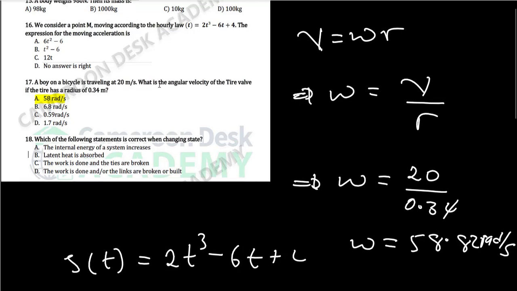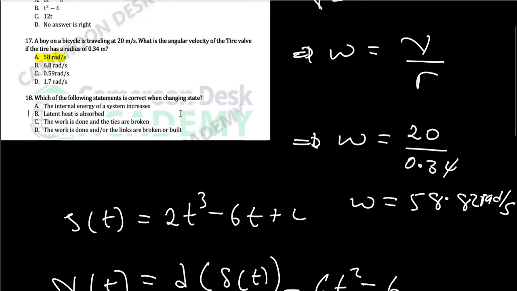Next, which of the following statements is correct when changing state? A, the internal energy of the system increases. B, the latent heat is absorbed. C, the work is done and the ties are broken. D, the work is done and or the links are broken.